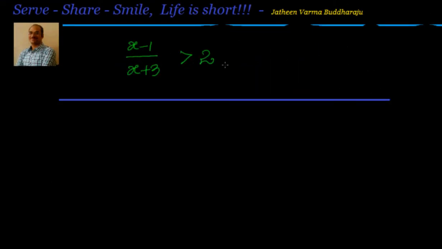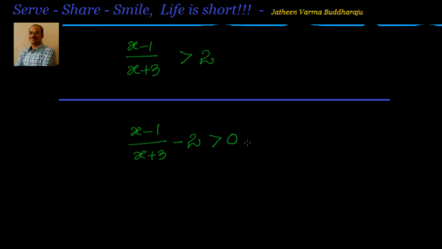Now on similar lines, let us look at this problem. Now you should be very comfortable to solve this. What I told you, whenever you see ax plus b by cx plus d greater than some numerical value, always try to get it to the left hand side and make it 0 on the right hand side. So it will become x minus 1 by x plus 3 minus 2 is greater than 0.